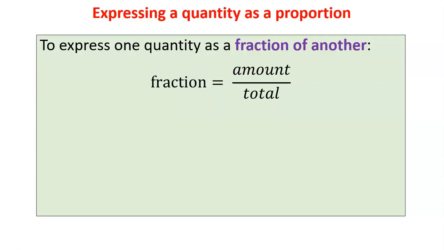So today's topic, as we said, expressing a quantity as a proportion. So to express one quantity as a fraction of another, this is what we would be doing. Our fraction will be made up of our amount over our total. And as I've said in previous videos, I want you just to write this part down, and then when we do some examples, it'll make sense as to what all this means. So we're going to create a fraction using the amount over the total, and that amount will depend on what it is that we're trying to find.